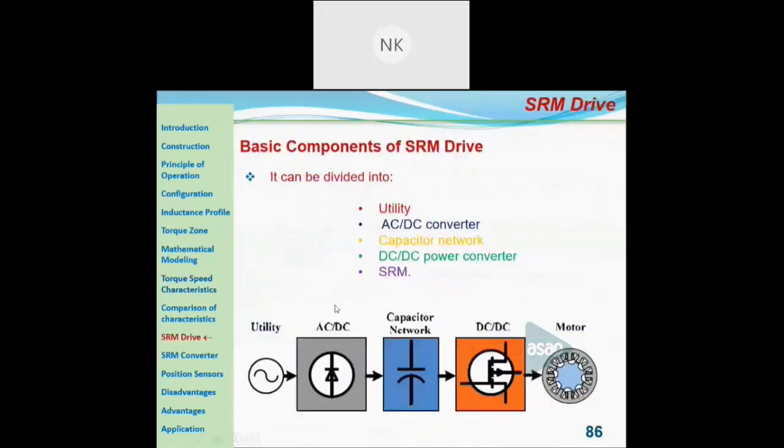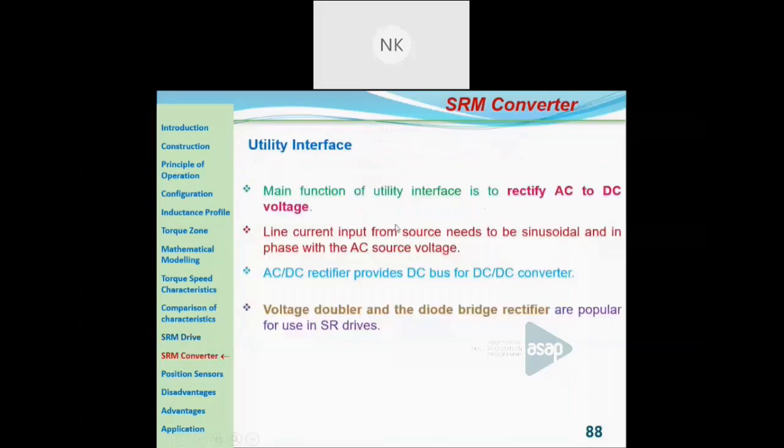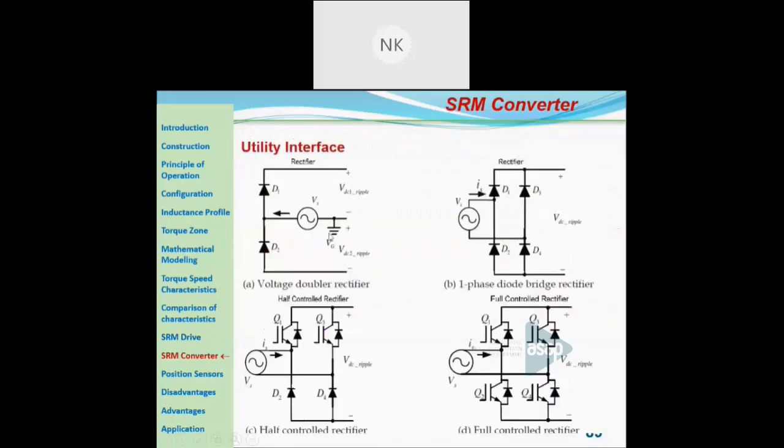So it can be divided into a utility, AC to DC converter, capacitor network, DC to DC converter, and an SRM. So that means this is the utility interface, and this is the front end circuit, this is the power converter circuit. So here you are having the SRM. The front end circuit and the power converter, these two circuits are normally known as the SR converter. And the utility interface is mainly to rectify AC to DC voltage, and different types of utility interface are there.